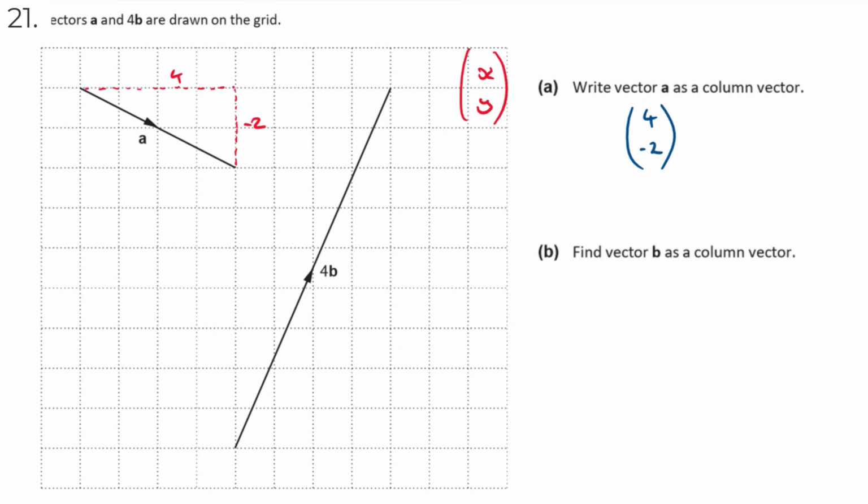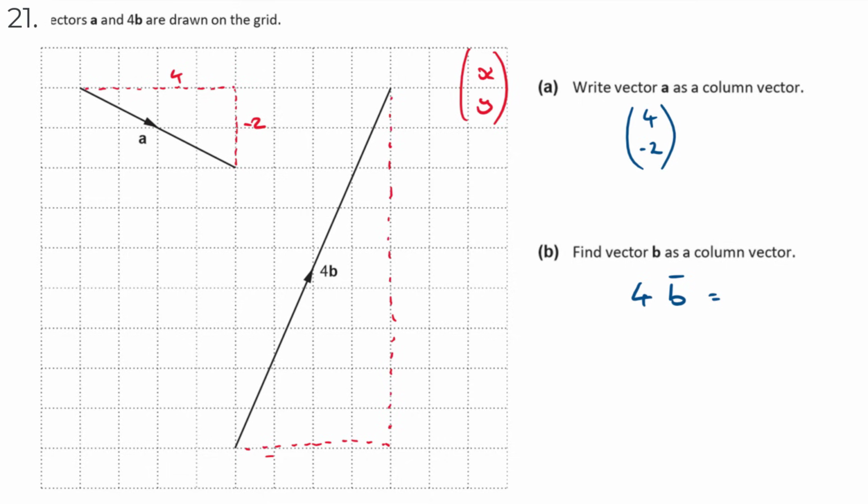And then part B says, find the vector B as a column vector. Okay, now we've actually got 4B here. It doesn't actually fit nicely on the grid. I'm just going to work out what 4B is first, and then I'm going to divide it by 4, I think. So 4B is equal to, I'm going to do the same thing. How many units in the direction of x, and how many units in the direction of y do we need to go?